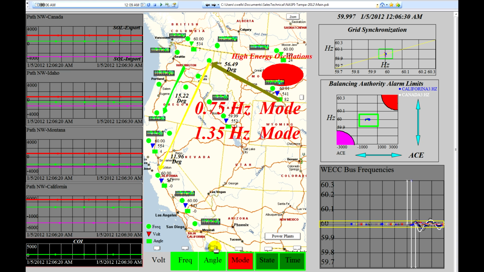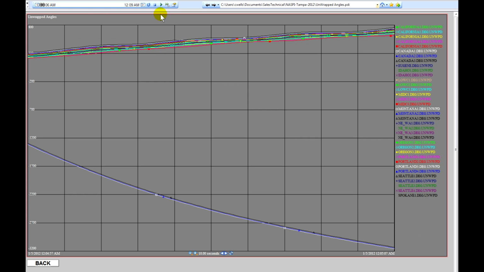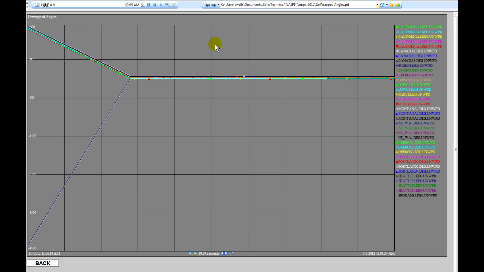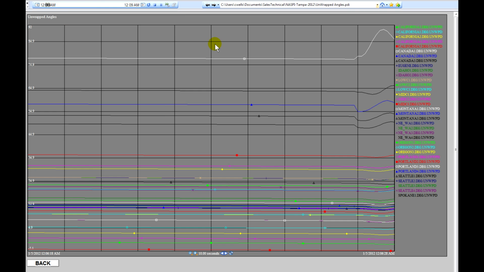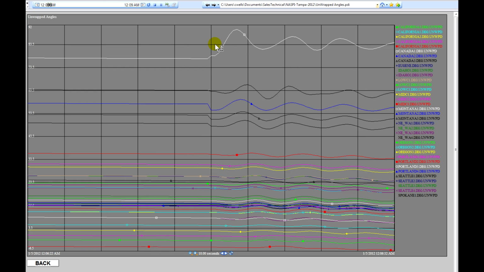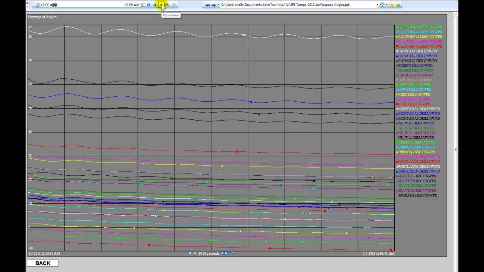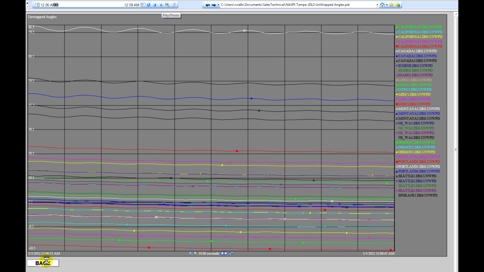Now we'll take a look at the angle variations in this event, and again we'll play it at twice real-time speed so we can observe quickly the behavior of the system, and you see that there's no significant angle issues here, only small oscillations in the angles.